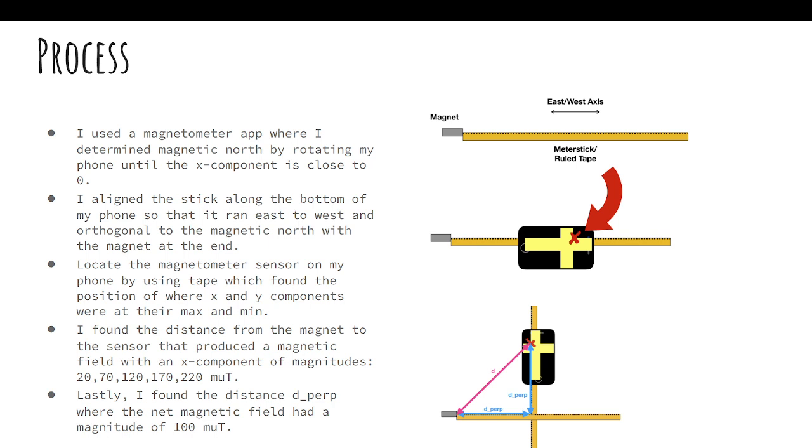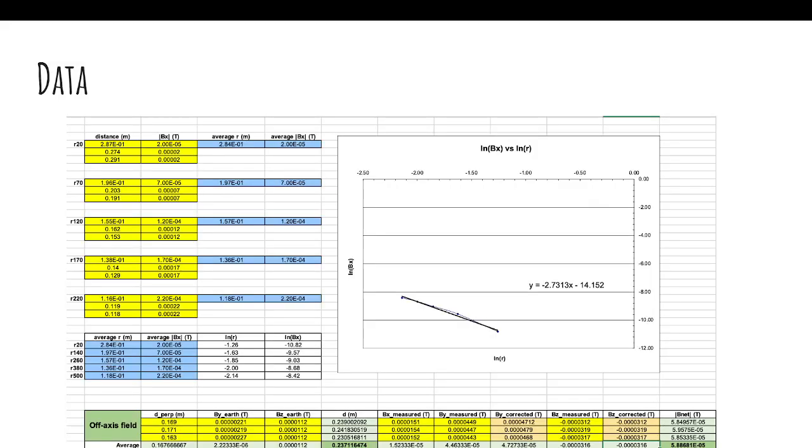I found the distance from the magnet to the sensor that produced a magnetic field with an x component of magnitudes 20, 70, 120, 170, and 220. And then lastly, I found the distance d perp where the net magnetic field had a magnitude of 100 μT.